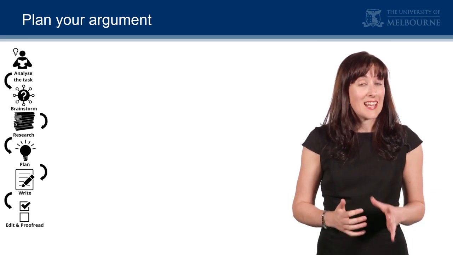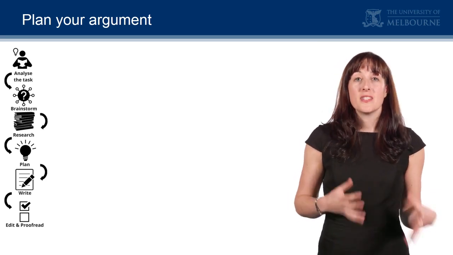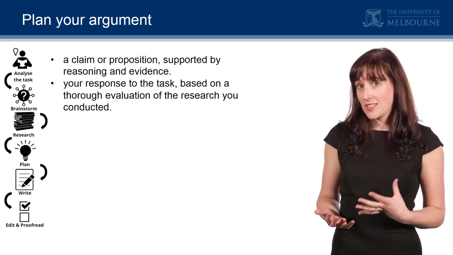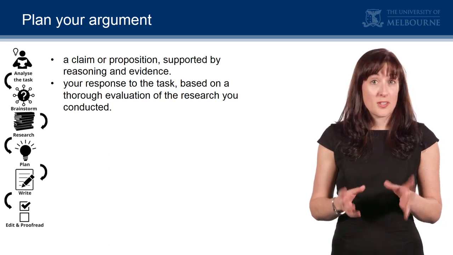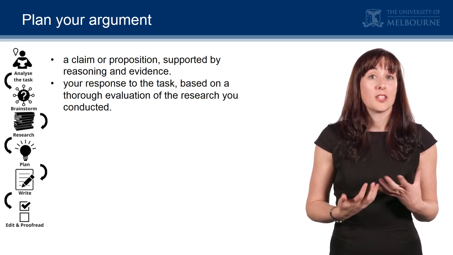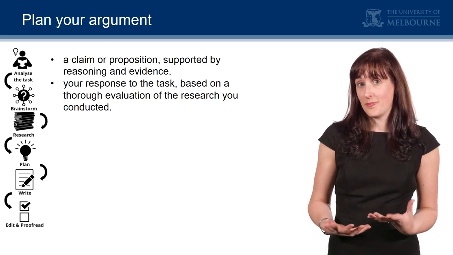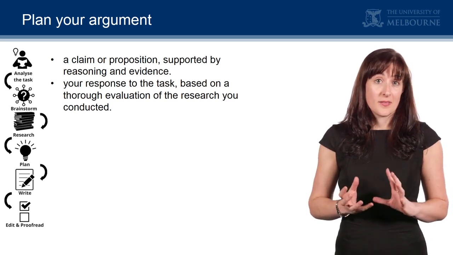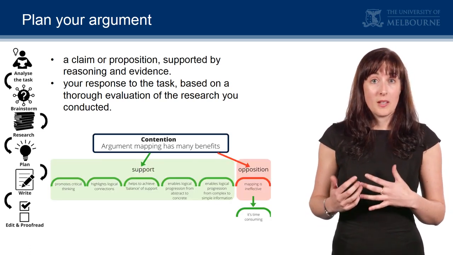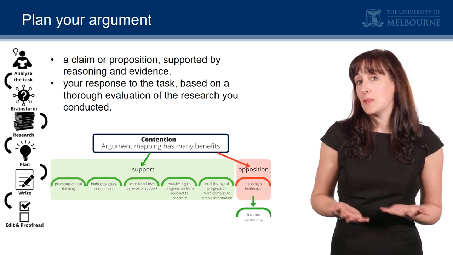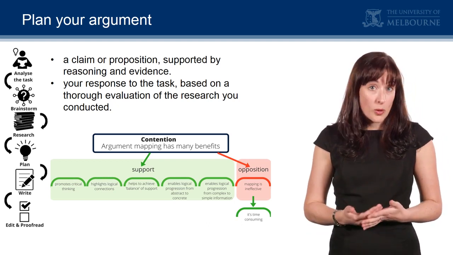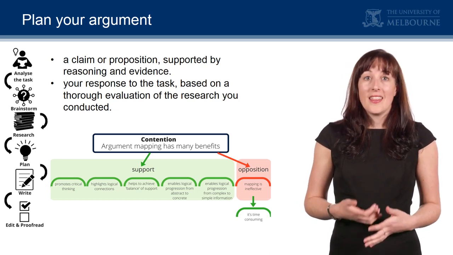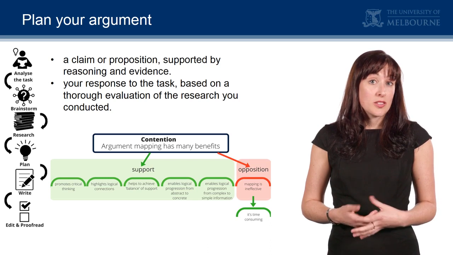Academic writing generally, and essays in particular, require you to present an argument, which is a claim or proposition supported by reasoning and evidence. This argument is your response to the task, based on a thorough evaluation of the research you conducted. Mapping out your argument helps to see the connections between ideas. You can see in this example, we begin with the overall contention, argument mapping has many benefits. Then we have the support or reasoning, as well as the counter-argument. The next step would be to add in the evidence we'd use to support each claim.